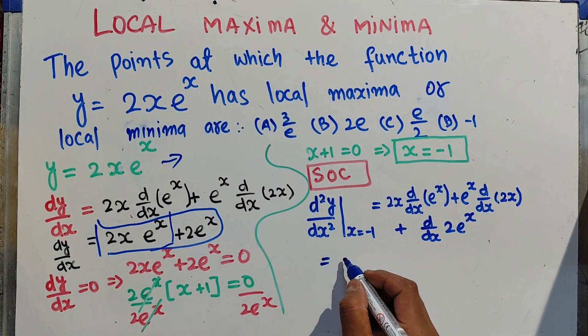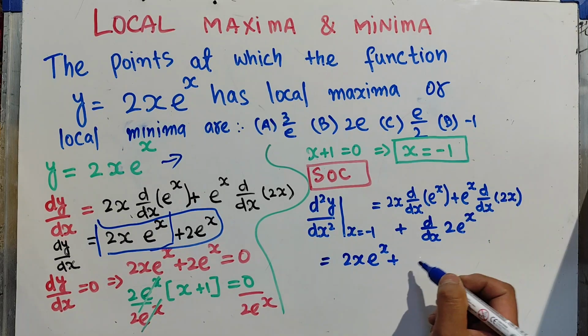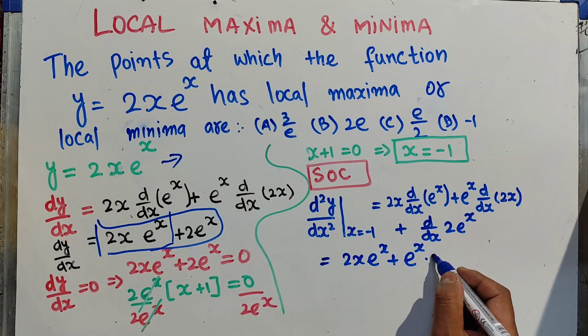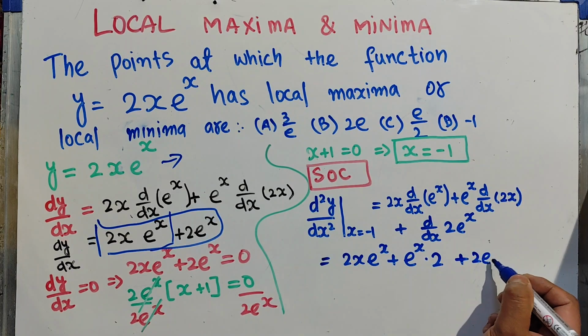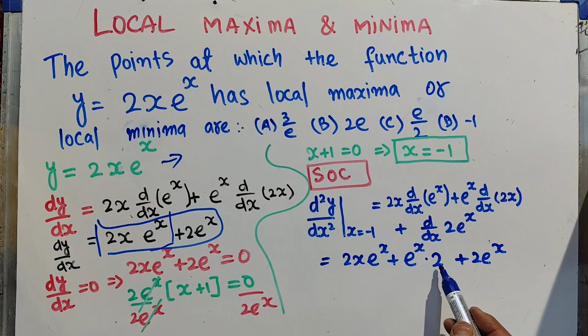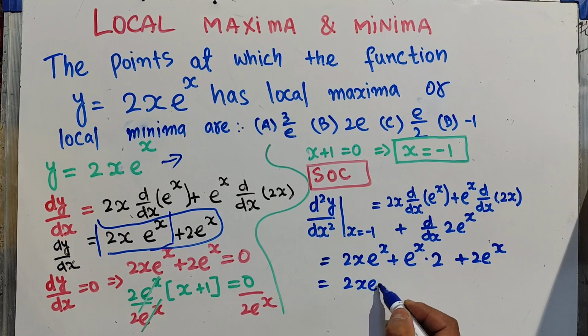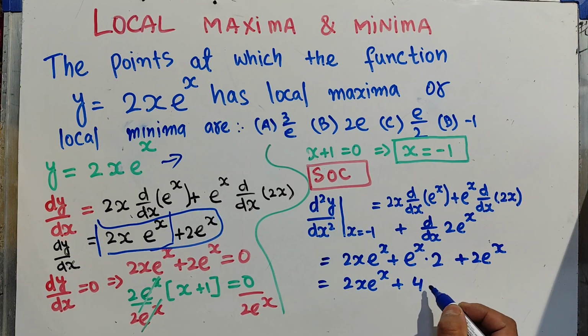Let us rewrite it. We have 2x, the derivative of e raised to the power x is e raised to the power x, plus we have e raised to the power x here, and the derivative of 2x will be 2, plus the derivative of 2 e raised to the power x is 2 e raised to the power x. So we have 2x e raised to the power x plus 2 e raised to the power x plus 2 e raised to the power x. Can we write it in this fashion? 2x e raised to the power x plus 4 times e raised to the power x.